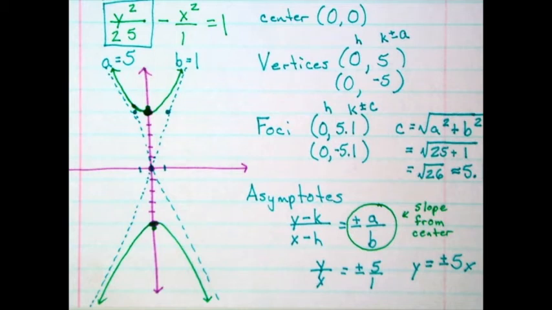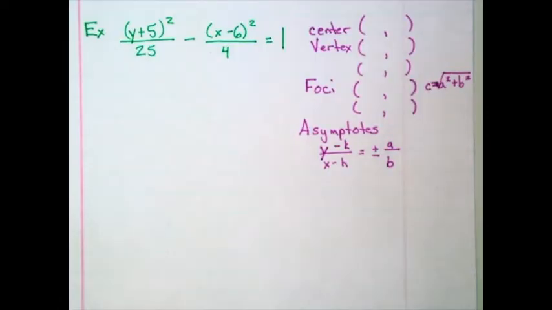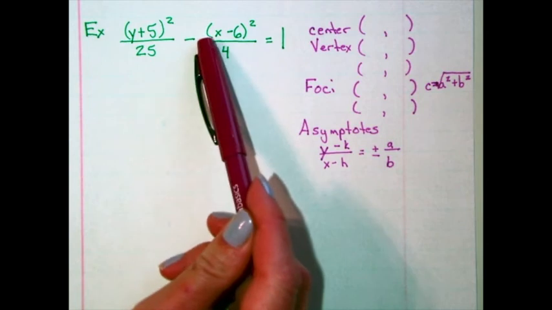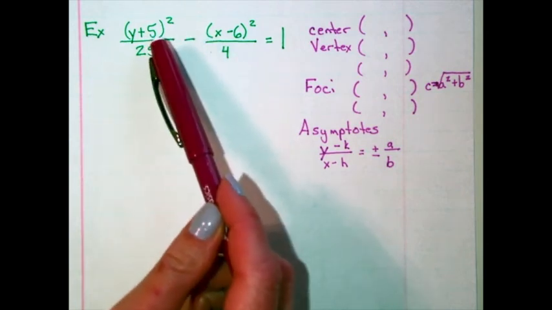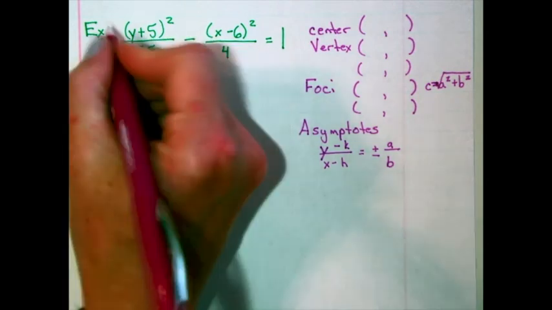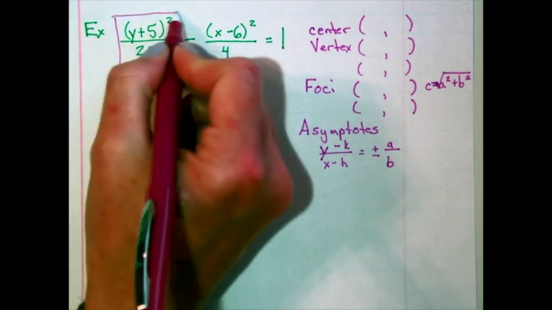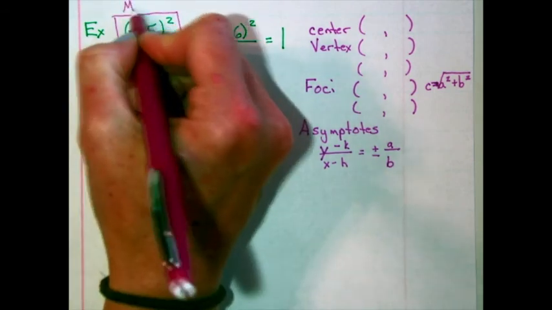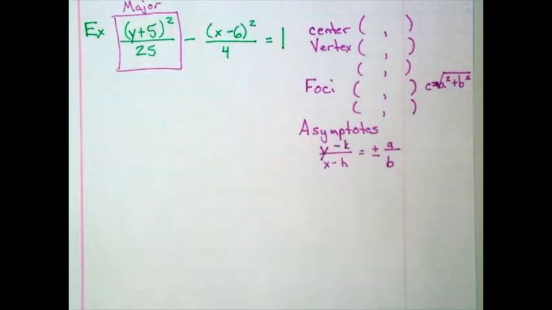Let's try an example where we don't have the vertex at the center. Here's a new example. Let's find all of the pieces and then sketch this hyperbola. So we know it's a hyperbola because we have an x squared and a y squared term. One is positive and one is negative. Since the y squared term comes first and it's positive, this is going to be our major axis. So it's going to look like our last example did vertically.